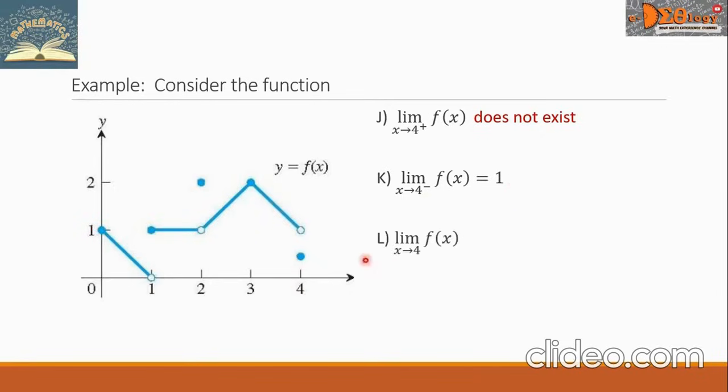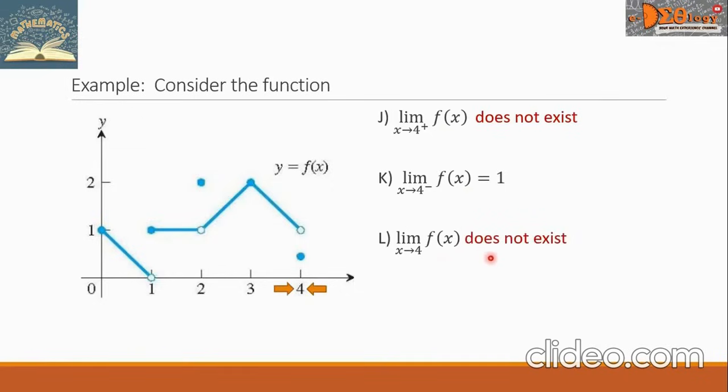Now, example L. The limit of f of x as x approaches 4. We know that this is again a two-sided limit. Comparing the values of the right-hand limit and the left-hand limit, they are not equal. So in here, we will write does not exist.